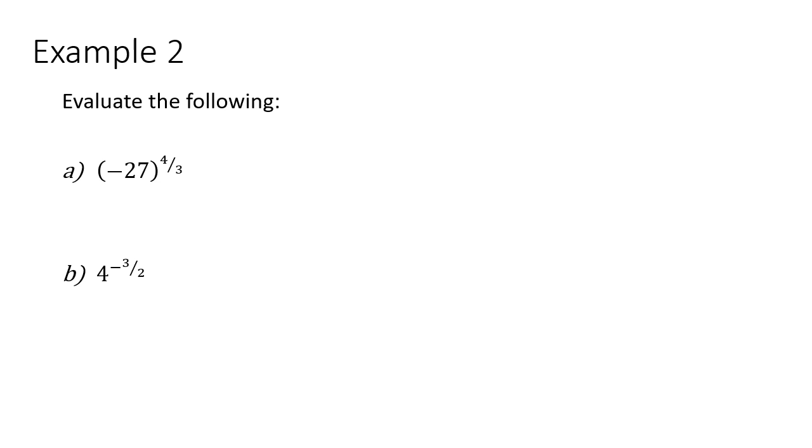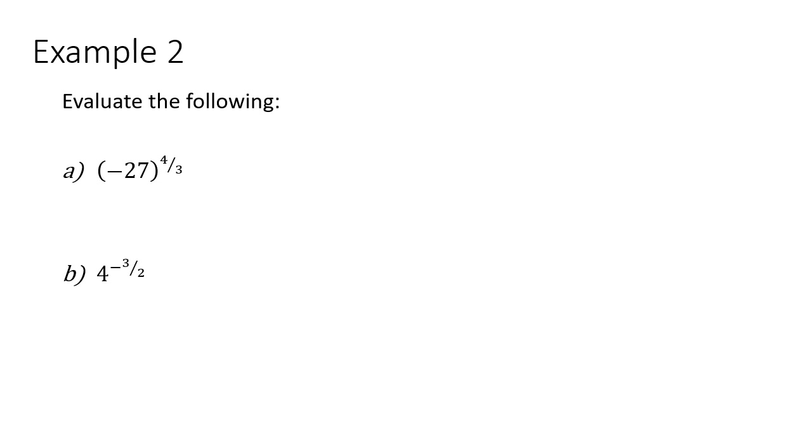All right, in part A, we've got negative 27 to the 4/3 power, making note of the fact that the minus sign is in parentheses this time around. So it will be getting affected by the exponent, unlike our negative 144 to the 1/2 we had in example 1. And so our exponent in this case is 4/3, meaning we need to do two things to this negative 27. We need to raise it to the 4th power, and we need to take the cube root. And the order doesn't matter.